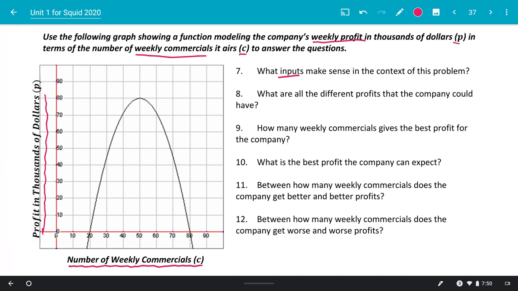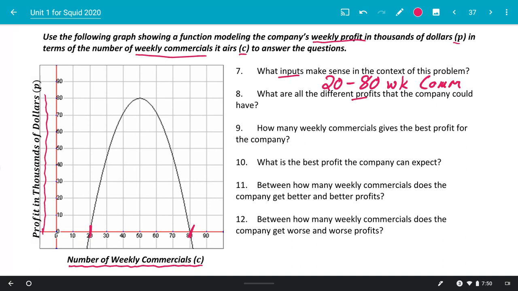Okay, so what inputs make sense in the context of the problem? I could say, hey, what number of weekly commercials makes sense in the context of the problem? Well, since we're talking about profits, I don't want to be in the negative. So the values below the x-axis or 0 would not be any good for me. So from 20 to 80 weekly commercials. Use a little shorthand so I can go a little bit quicker.